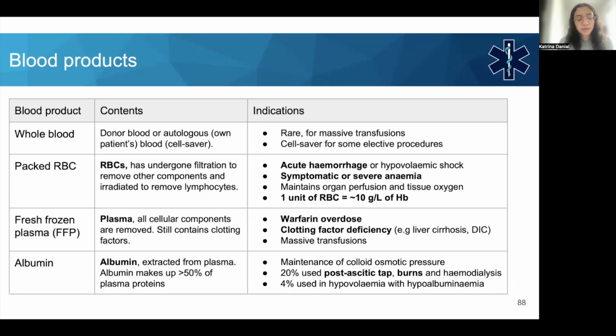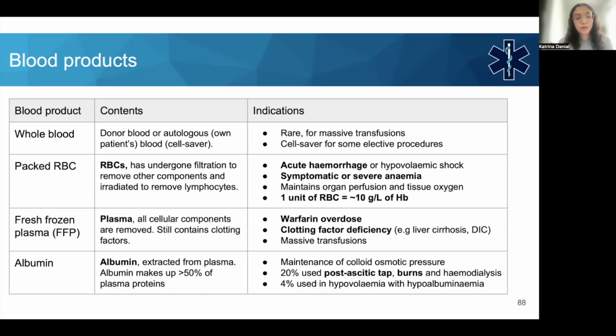And then you have just pure albumin, which is a protein that makes up over 50% of the proteins that normally circulate in our plasma. Why is that important? Because the proteins in our blood are what maintain its colloid pressure. So basically keeping fluid in the blood vessels through the principles of osmosis that you would have learned back in first year.